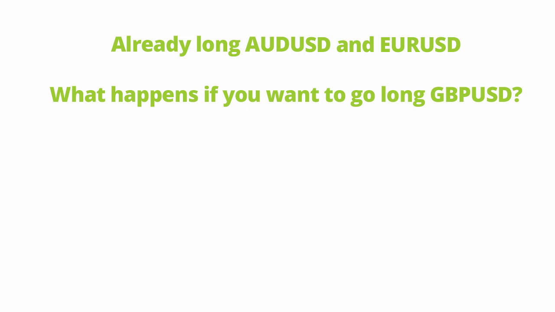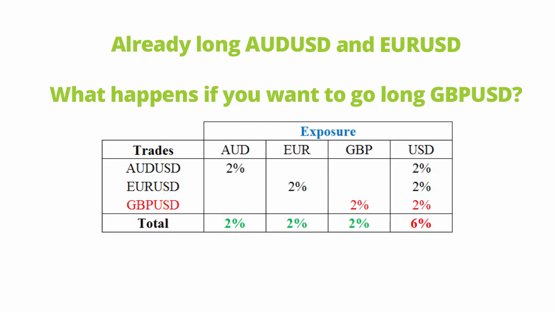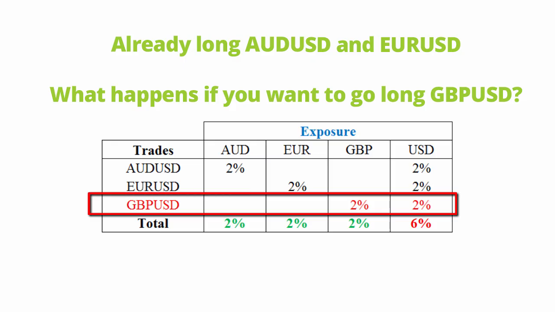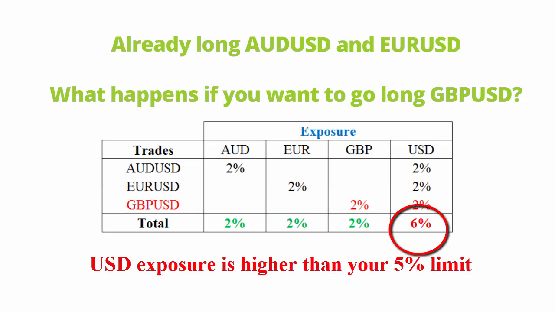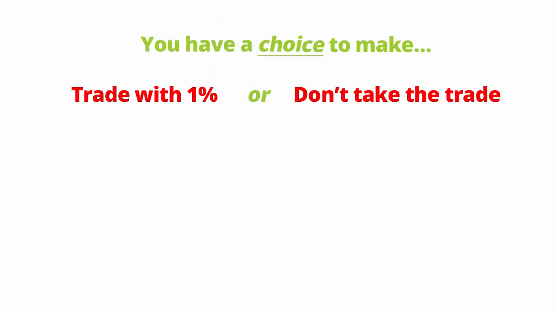Back to our example. Now you are long Aussie USD and Euro USD. Both trades are still open when you see a setup to go long on the Pound USD. If you enter long with another 2%, then your total exposure to USD would be 6%. This is over your set limit of 5%. At this point, you have two options. Option number 1. Take the trade with 1% risk instead of your usual 2%. Option number 2. You don't take the trade at all.